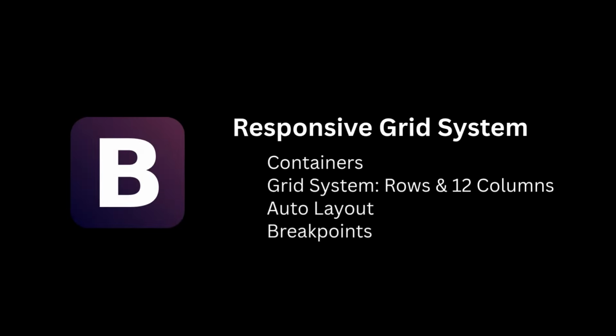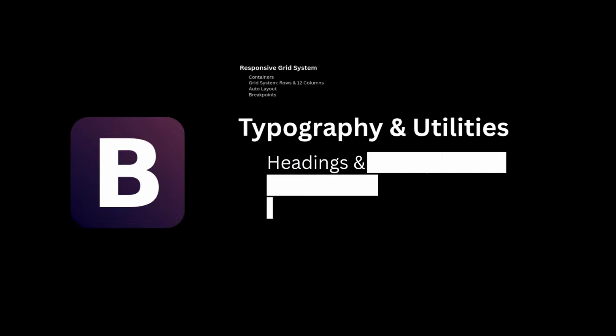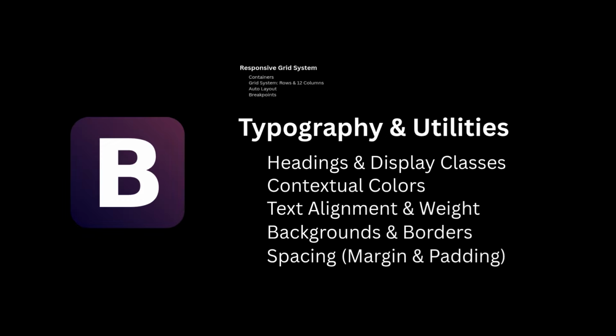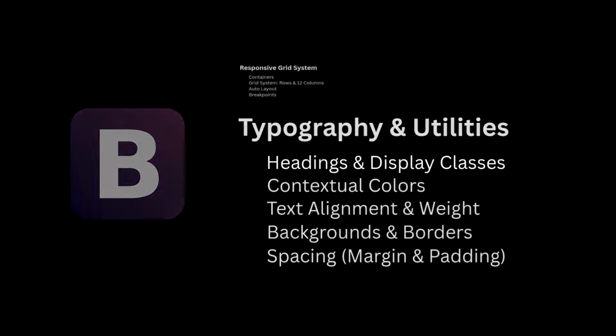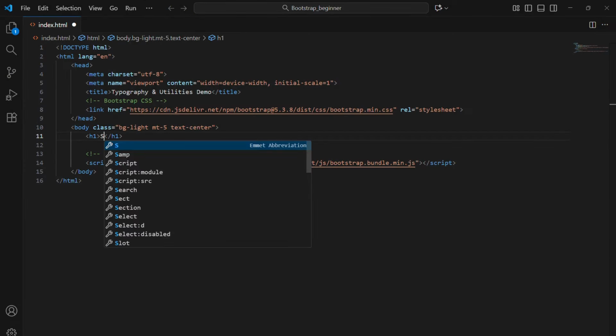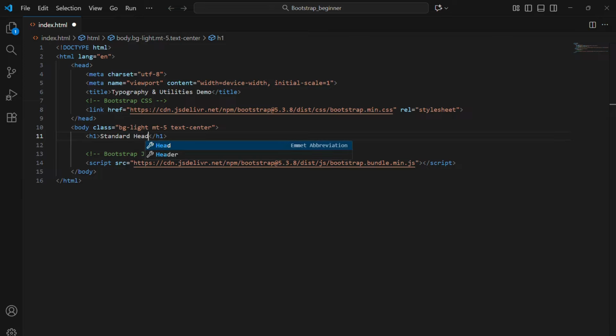In our last video, we conquered the responsive grid system. Now that we have structure, it's time to learn how to style our content quickly and efficiently using Bootstrap's built-in typography and utility classes. Bootstrap automatically makes standard headings look great, but we can enhance them using display classes for large, impactful titles. To begin, we'll add a standard H1 tag to see the default styling.